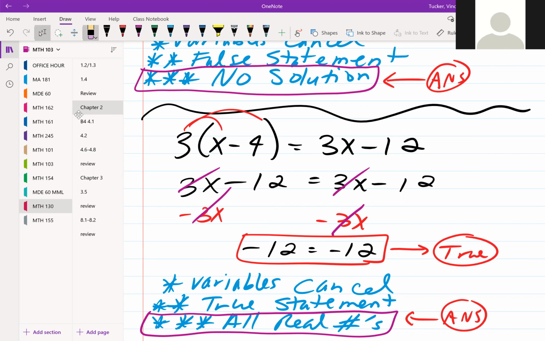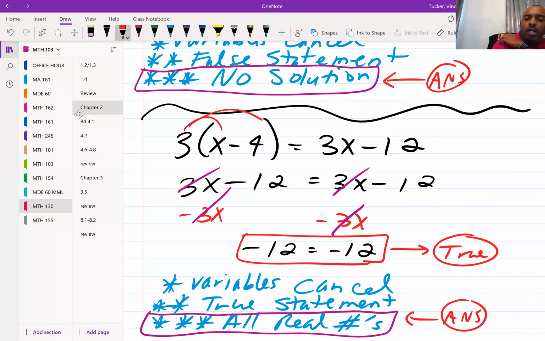All right, hold on. So I got a question. On this 3x minus 12, how come we didn't just... on the second step? How come you subtracted the 3x? How come you didn't just divide it by 3?